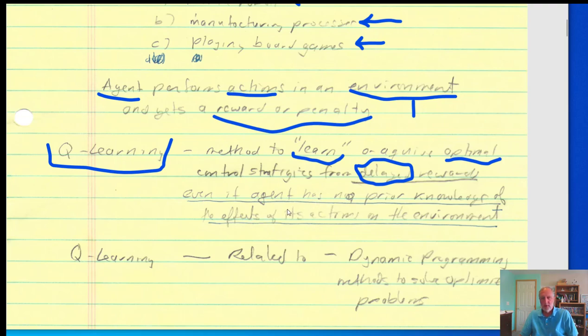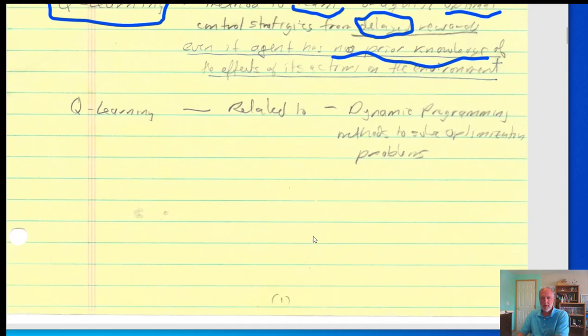And this is true if the agent has no prior knowledge of the effects of its actions in the environment. So it just moves, has no idea what's going to happen, but then the environment gives it a reward. Q learning is related to dynamic programming, which is a different field of computer science, but it's a method to solve optimization problems.